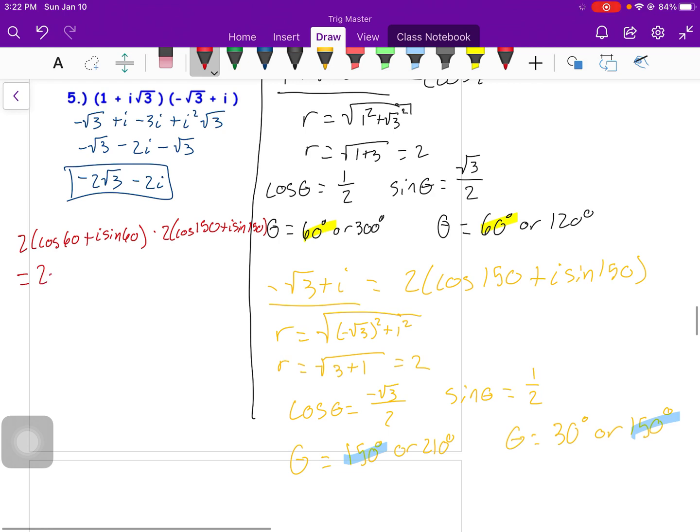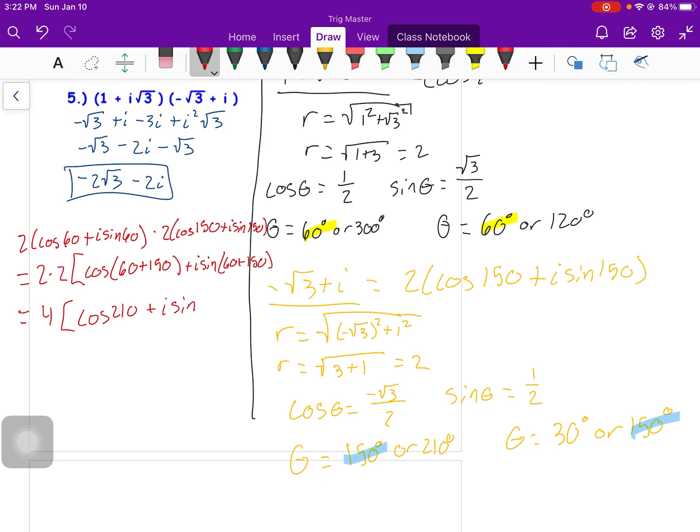To follow my rule, 2 times 2, I'm multiplying the modulus part, and then I'm going to have cosine of 60 plus 150 plus I sine of 60 plus 150. I almost stayed on the left side of that line. So I've got 4 times cosine of 210 plus I sine of 210 when I add those things together. Well, cosine of 210 I know is going to be a negative value. Okay, I know it's a 30-degree reference angle.